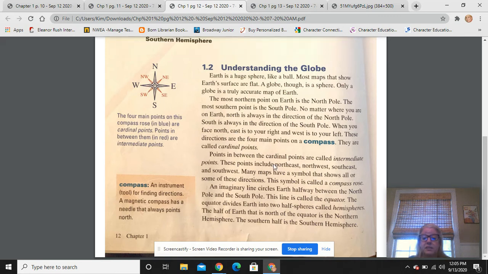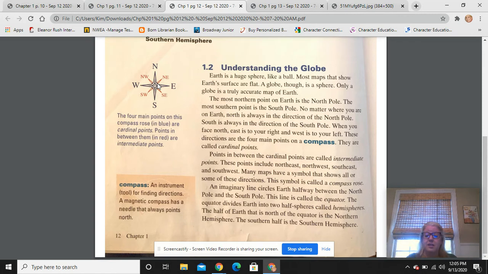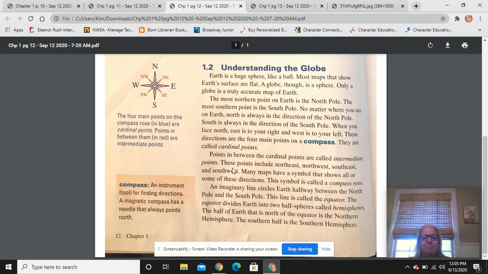Many maps have a symbol that shows all or some of these directions. This symbol is called a compass rose. So if you are looking at a map and you see something that looks like this, that has the direction letters on it, that is the compass rose. And it just lets you, while you're looking at the map, know that's north, south, east, west. Well, my directions are backward from what you can see.